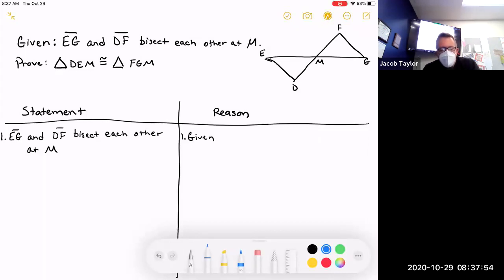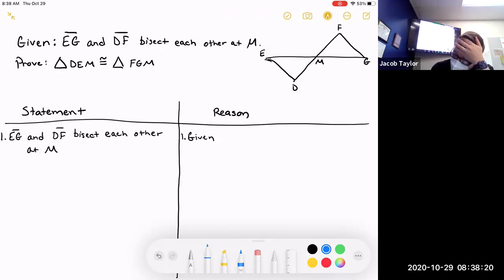Okay. So EG and DF bisect each other at M. EG and DF are the really long segments that make the gigantic X shape in our diagram. They bisect each other at M. What does that tell us, that they bisect each other? What does bisect mean? Each side is congruent. Okay, but what does bisect mean? Cuts it exactly in half.